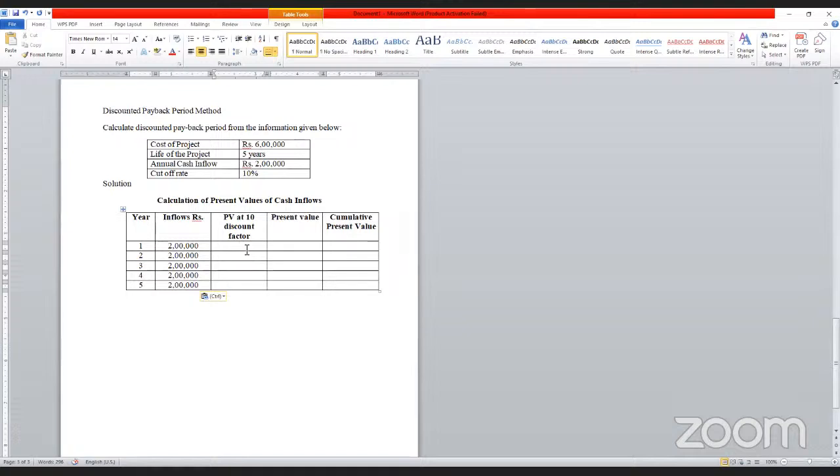And the discount factors, I'll check based on the table values and write here: 0.909, 0.826, 0.751, 0.683, 0.621. Present values. How will we get these present values?